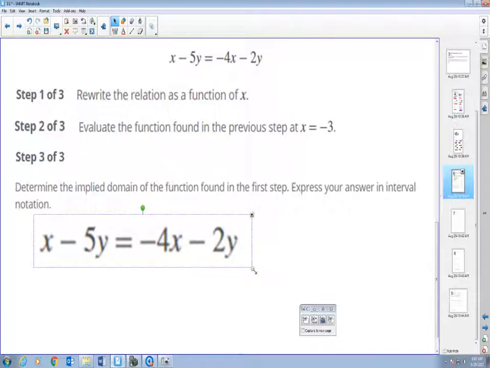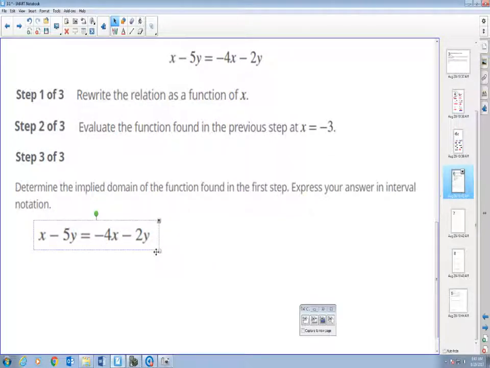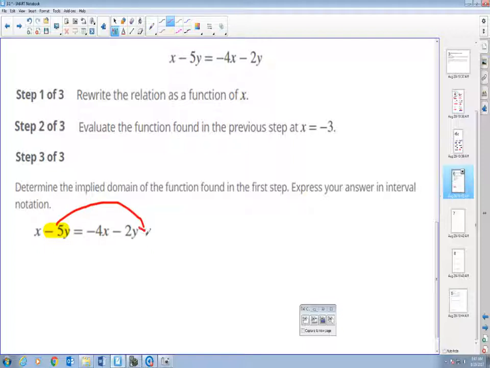So right now my variable terms are negative 5y and negative 2y. They need to be on the same side. Since negative 2 is bigger than negative 5, I'm going to move negative 5y over and move my negative 4x to the left side. So I should get negative 2y, negative 5y move over becomes positive 5y. X is still x on the left side. Negative 4x comes over and becomes positive 4x.